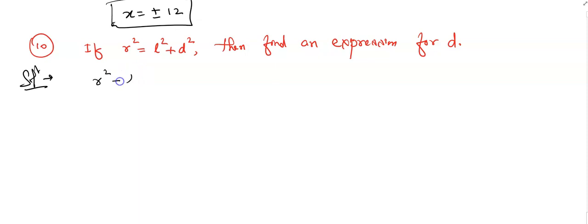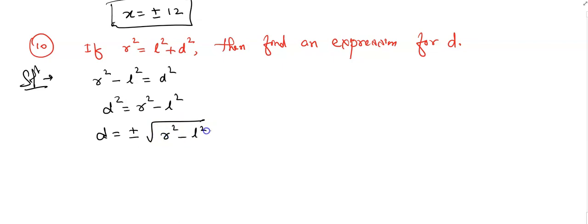r square minus l square is equals to d square. d square is equals to r square minus l square. d is equals to plus or minus root of r square minus l square. So this is the expression of d. Got it? I hope you all have understood this case.